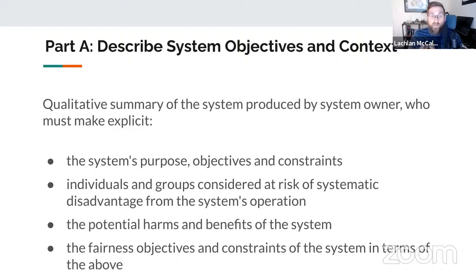At this stage, we're looking for qualitative answers, but these form a base from which quantitative measures of systematic disadvantage are required in later sections. And the goal here is really to allow the assessors to understand in human language the intent behind the system's fairness goals so they can separate it from the implementation the bank has achieved. And for example, whether the quantitative measures that the bank has used for fairness actually align with its stated intent.